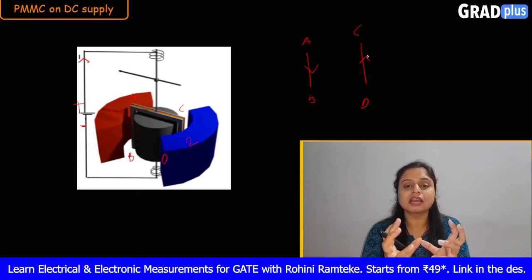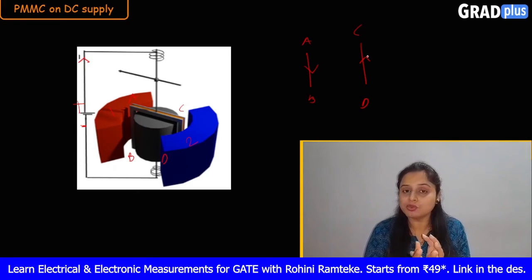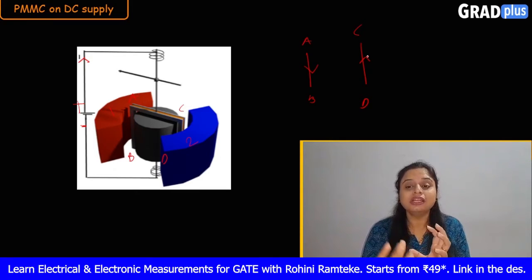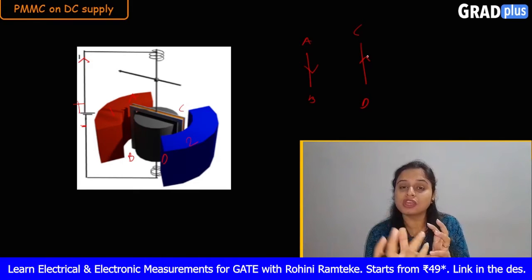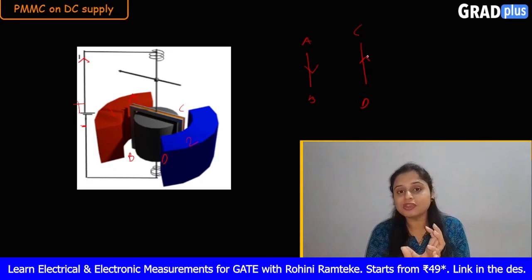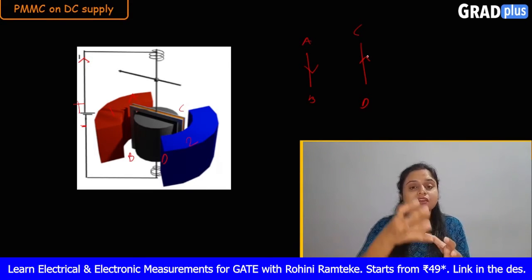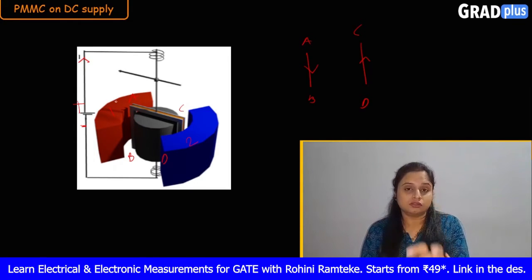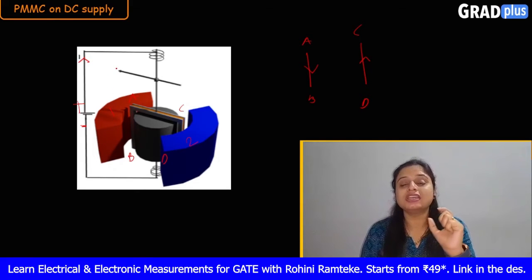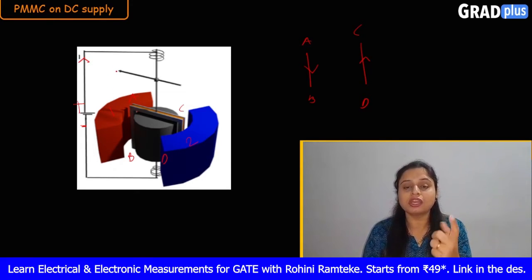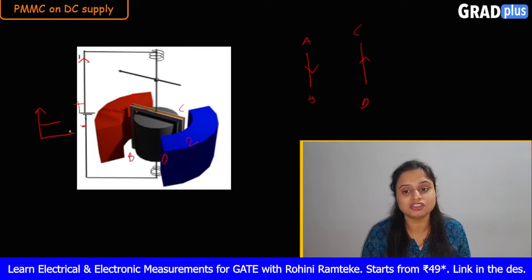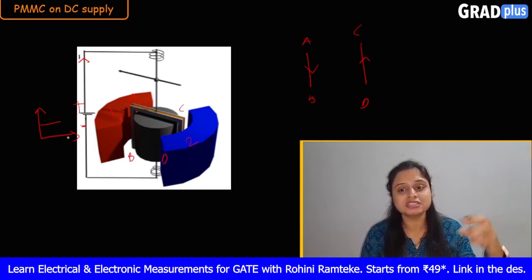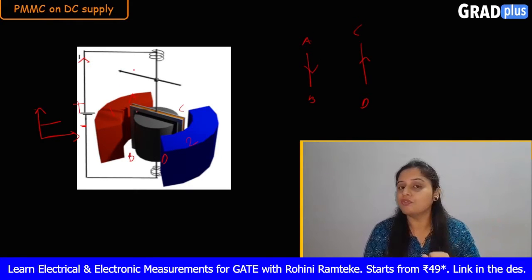Due to this current, torque is developed on the moving coil, and due to that torque the moving coil starts rotating. As the moving coil starts rotating, the pointer attached on that spindle also starts rotating. This will rotate only in one direction. Why? Because we are giving the DC supply, and this DC supply is unidirectional in nature. Due to this continuous supply, the pointer will rotate in one direction only.